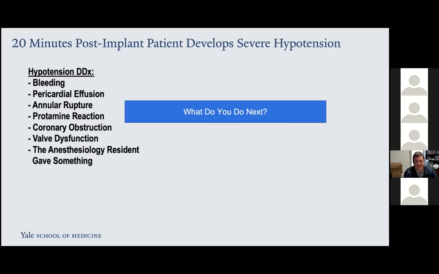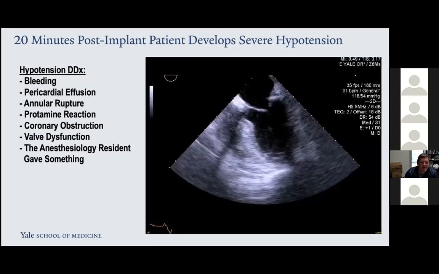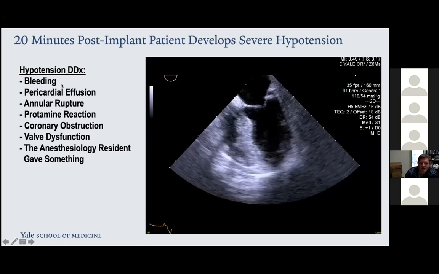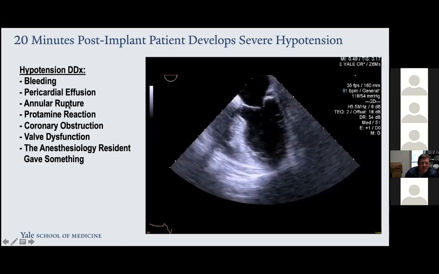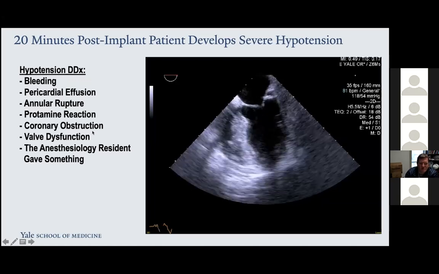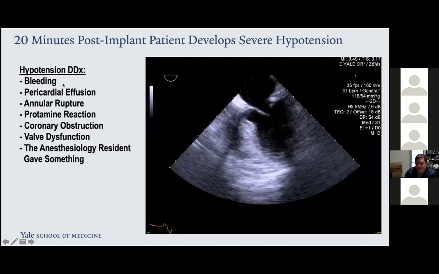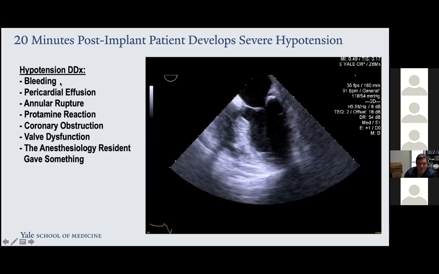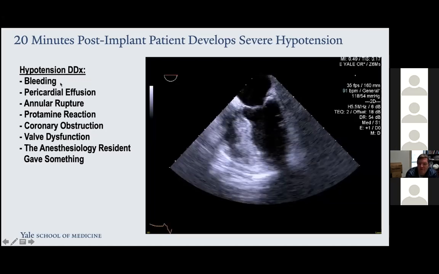And I think this is a good lesson for all of the fellows, even us as attendings: when you have a patient who has hypotension after a cardiac catheterization procedure or after a TAVR, the first thing to always do, as quickly as you can, is to get an echo. The reason is that you can evaluate pretty well: do we have an effusion? Do I have an annular rupture? Do I have valve dysfunction? Do I have coronary obstruction? You can look at the IVC, et cetera, and understand, is everything underfilled and I'm worried about bleeding here.